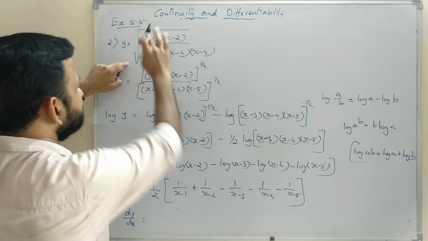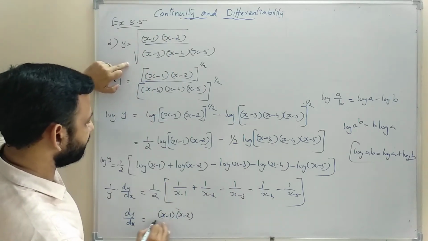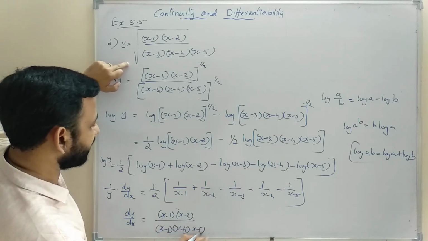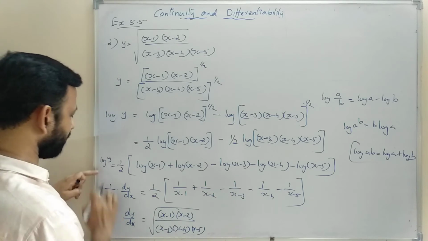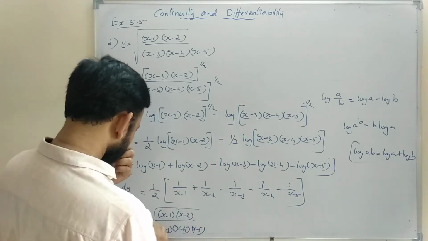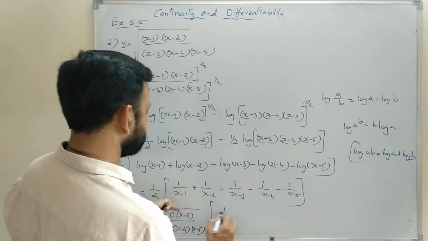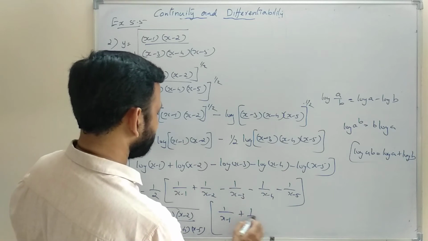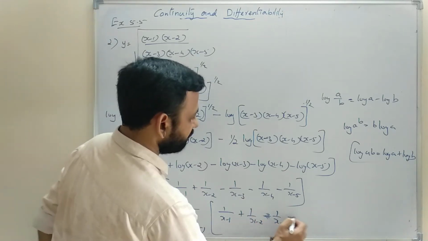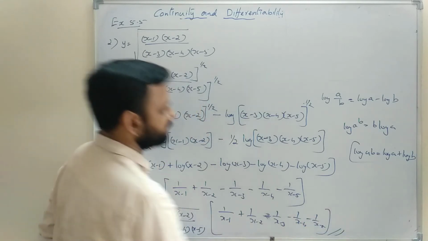So y is our question, that is x minus 1 into x minus 2 divided by x minus 3 into x minus 4 into x minus 5, square root of. That is y into 1 by 2, then in bracket we will write this expression: 1 upon x minus 1 plus 1 upon x minus 2 minus 1 upon x minus 3 minus 1 upon x minus 4 minus 1 upon x minus 5. So that is the answer.